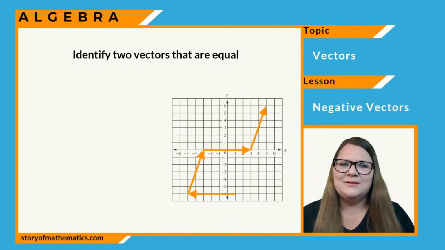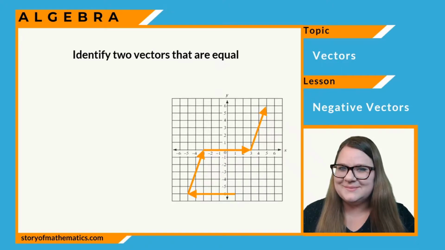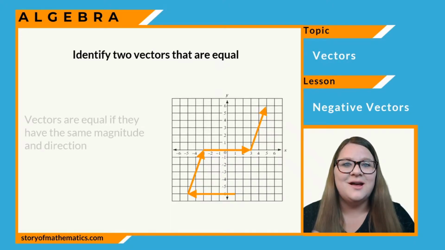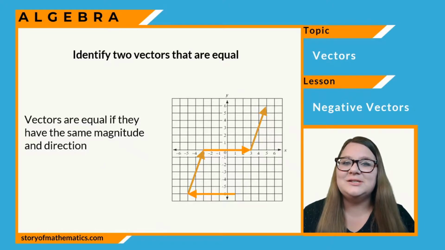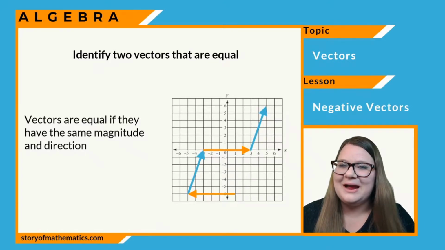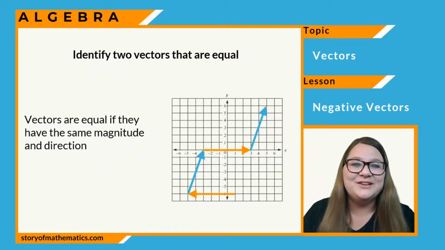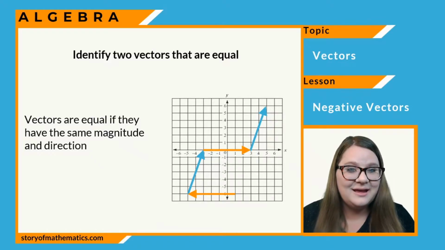Let's see if we can take a look at a picture here and start by actually identifying a couple of equal vectors. Remember, equal vectors are going to have the same magnitude and direction. We can find two that do that here, all right? The two that I've just highlighted in blue have the same length and are pointing the exact same way.